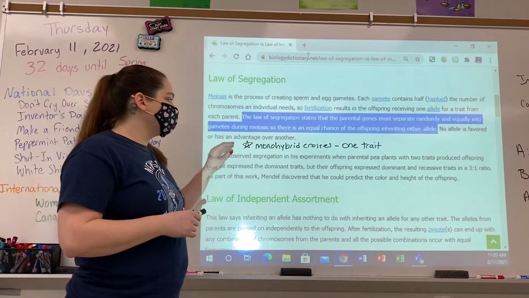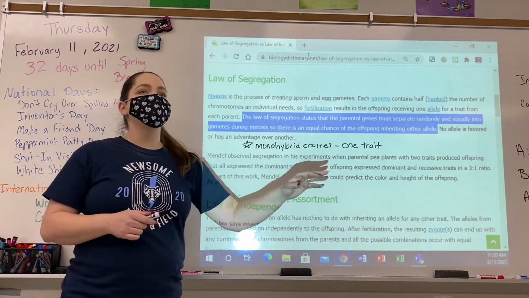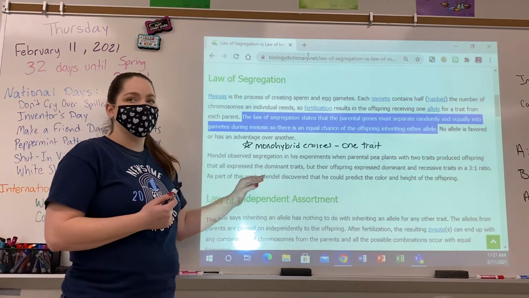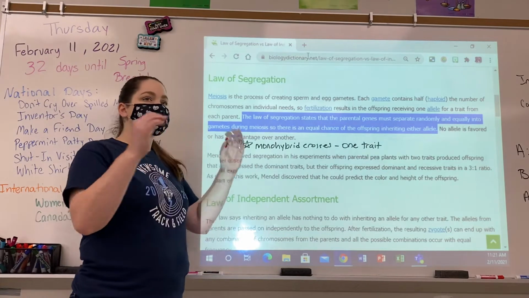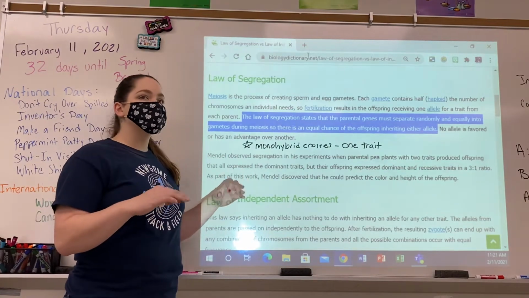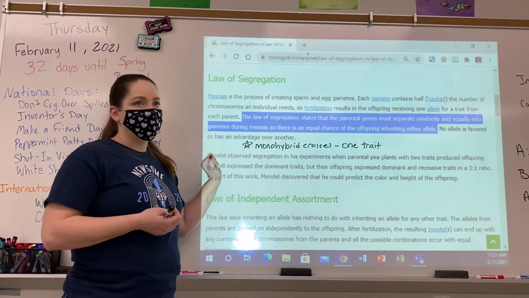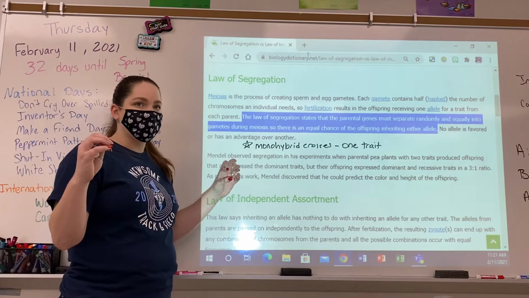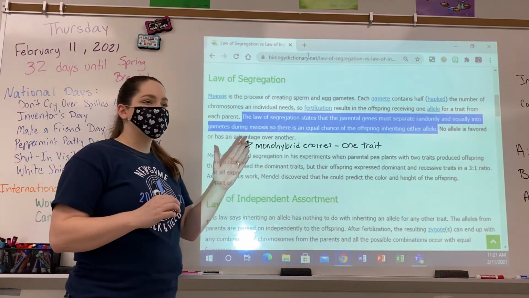And you can see them in all of your different types of crosses. We talked about monohybrid and dihybrid crosses. You will see them all the time because your alleles are separating, but the easiest way to see it is in a monohybrid cross. When you're just dealing with one trait, it's really easy to see the law of segregation. Those alleles are going to segregate, and you're going to get one from mom, one from dad.